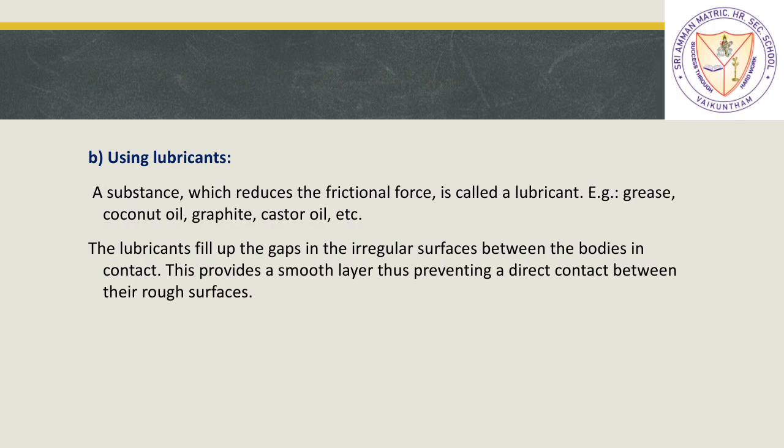So what happens whenever you apply some oil on the rough surfaces? It will prevent the two rough surfaces from coming into contact. In between the two rough surfaces, this oil comes into the picture, which reduces the friction. So a lubricant is a substance which reduces the friction. The lubricants are nothing but oils, grease, all those things which we use in machines to reduce the friction.